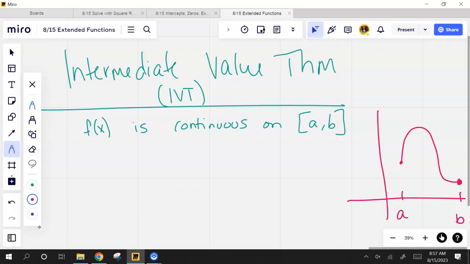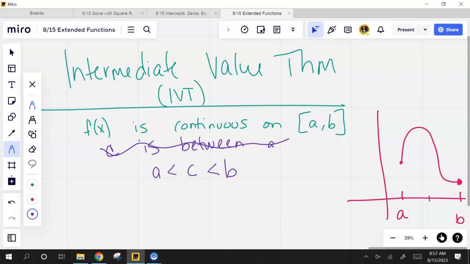and if C is between A and B, I'm just going to place some random value C in here somewhere. Then what does the intermediate value theorem say? Intermediate, kind of like the middle, right? Isn't that what you think whenever you think about intermediate? Is middle? If you don't, then do.